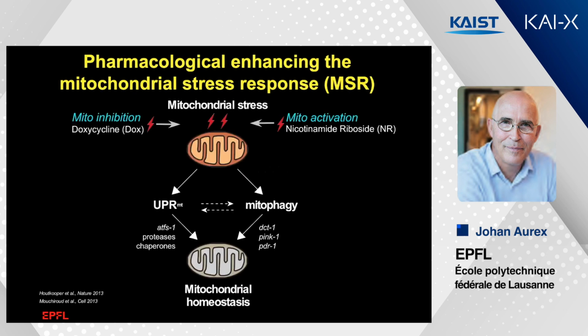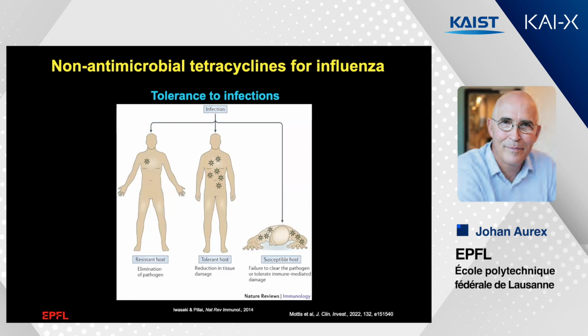Now, the question was, can we exploit this therapeutically? Can we give an inhibitor of mitochondria, such as doxycycline, induce this mitochondrial stress response and get an improved mitochondrial homeostasis, or likewise, activate mitochondria with nicotinamide riboside and get the same effect? And so that's what we did. And this is a very recent publication of the beginning of this month, where we actually tested this paradigm in the context of a viral infection.